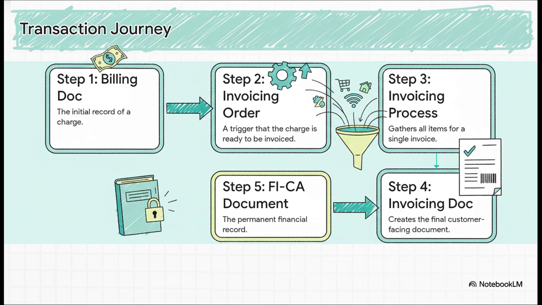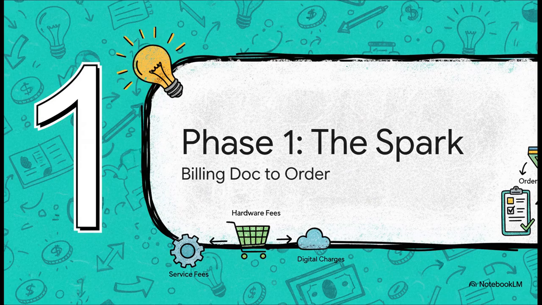Okay, this is our roadmap. This is the journey our little transaction is about to take. These are the 5 major phases it's going to pass through, and each step transforms it into something new. So let's start right at the beginning. All right, so our journey kicks off with a billing document. I want you to think of this as the initial spark. It's the first official record that a charge even exists and needs to be invoiced. It's the system's way of saying, hey, this customer owes us money for something.